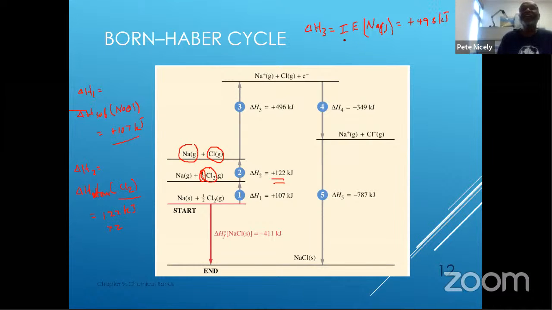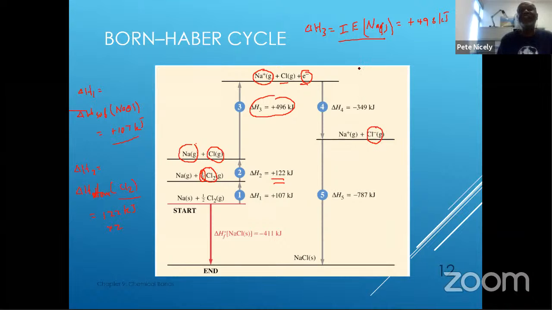So that would be the ionization energy of sodium, which is represented by this number right here. That's the energy required to remove an electron from a sodium atom to form sodium gaseous ions. So this is the electron being lost here by the sodium atom. And then we get to the next step where the chlorine atom acquires the electron to form the chloride ion, and that would be the electron affinity.